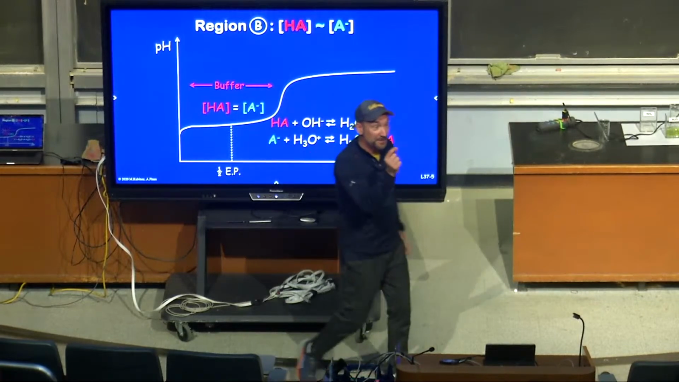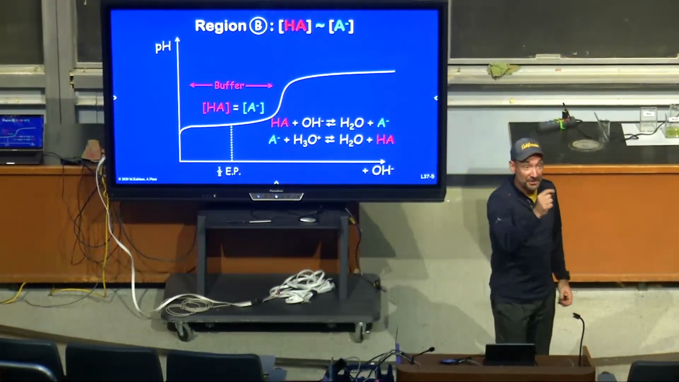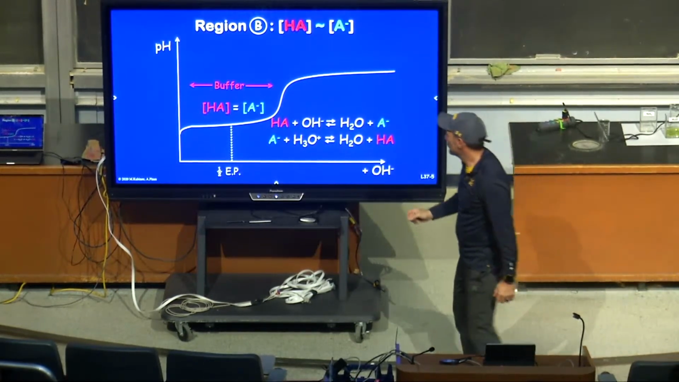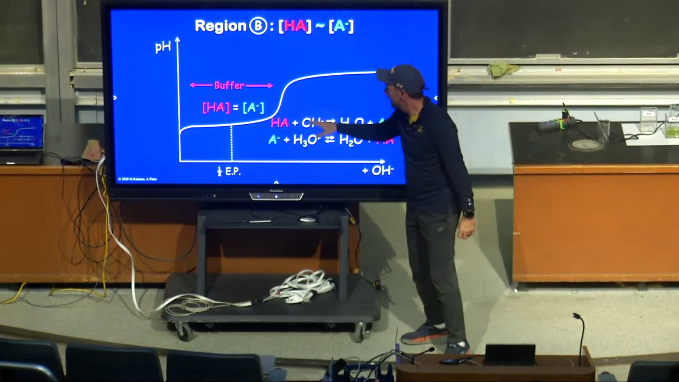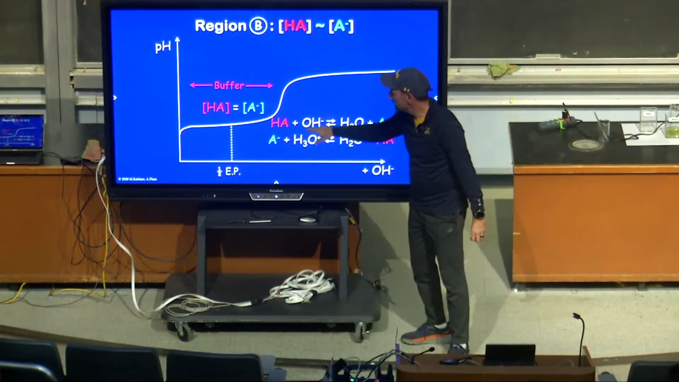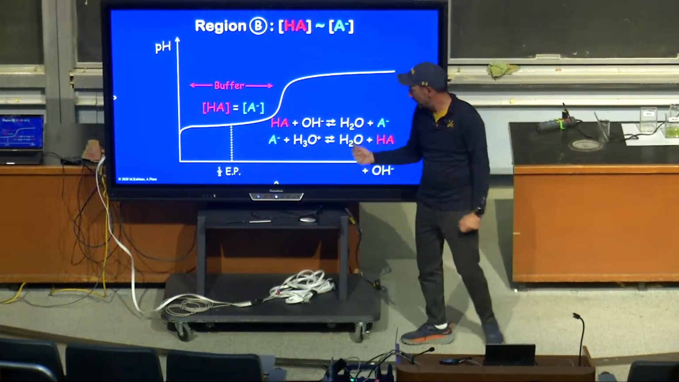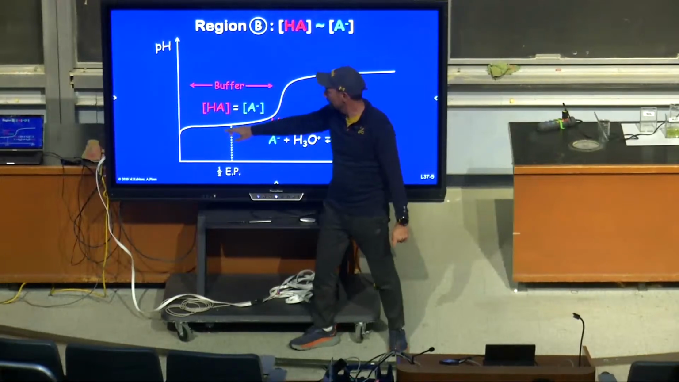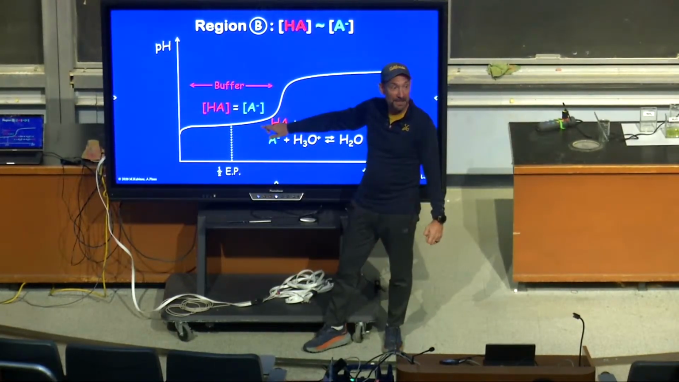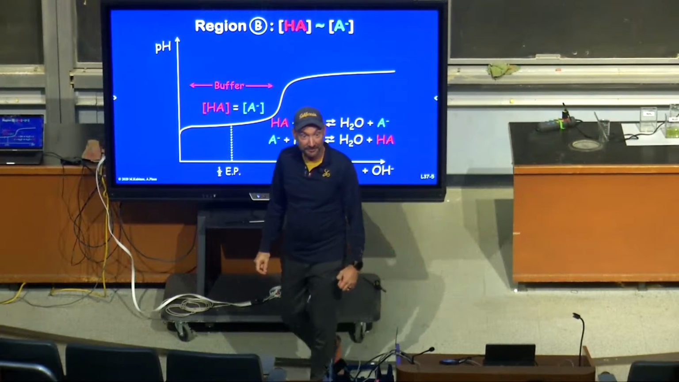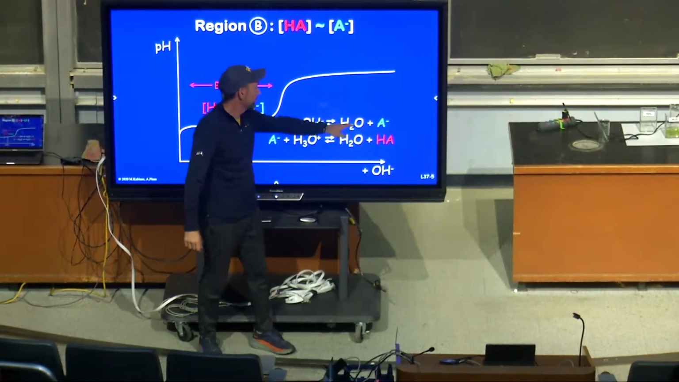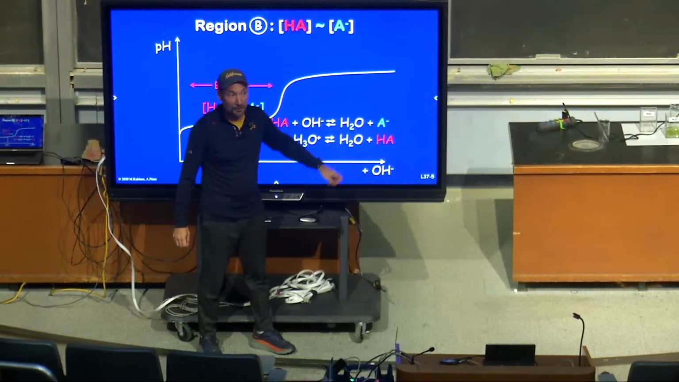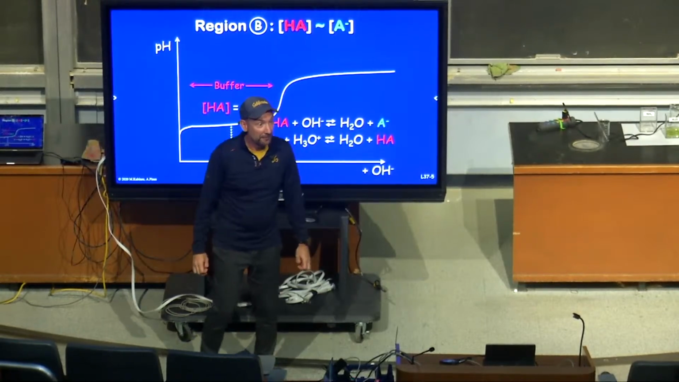So what happens to the pH? It doesn't change that much because you're just using up. You've got plenty in the bank to use up any OH minus and any H3O plus that you add. You just use them up and make water out of them. So the pH changes slowly. Look at that. That's why this region is flat. The pH is changing slowly in that region because you're adding stuff, but you keep making water out of it.